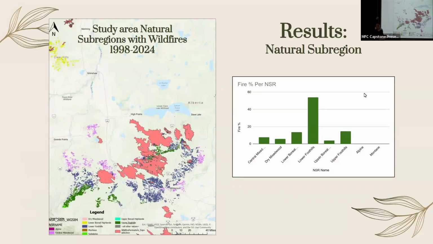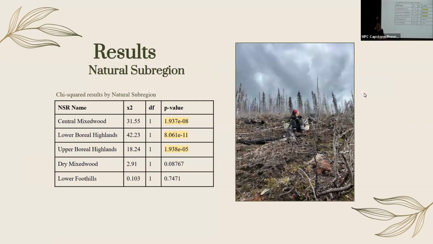Now, further dividing this result into natural subregion, we can see most of the fires happened in the lower foothill subregion, but there's lots of fires spread throughout. The results of the chi-squared that I did on natural subregion showed significance for 3 out of the 5 subregions, meaning that these 3 had differences in fire occurrence between treatment types, but dry mixed wood and lower foothills did not. This could be a result of sample size.